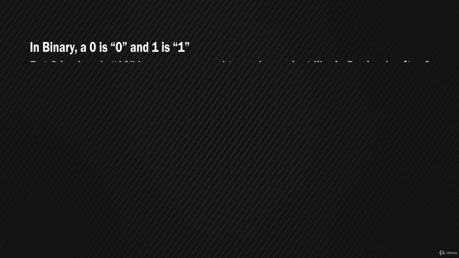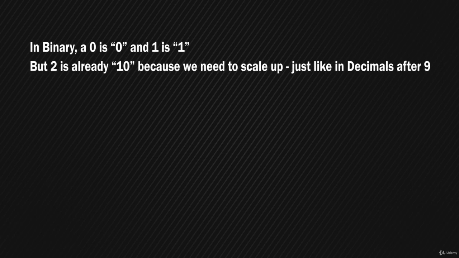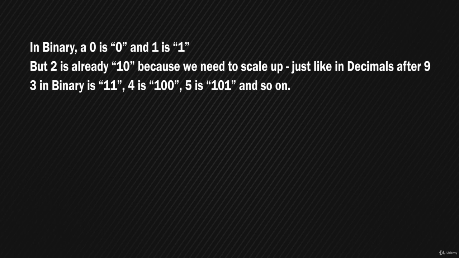So to recap, in binary, a 0 is represented by a 0 and a 1 is represented by a 1. But 2 is already represented by a 1 and a 0, because we need to scale up. Just like in decimals, we did that after the number 9. And if we continue, 3 in binary is 11, 4 is 100, and 5 is represented by 101, and so on. And this brings us all the way back to our question.